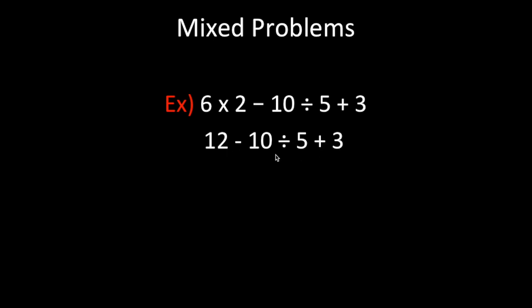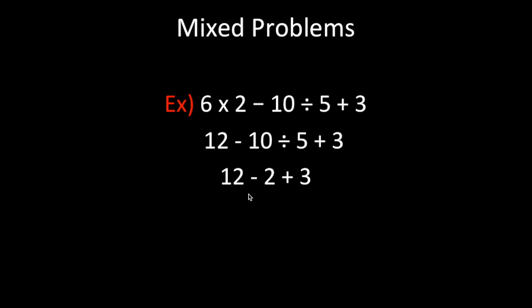Now look at the problem. We can't do addition and subtraction because we still have division. Division and multiplication always get solved first before addition and subtraction. So let's go ahead and simplify this. 12 minus 10 divided by 5 is 2, plus 3.